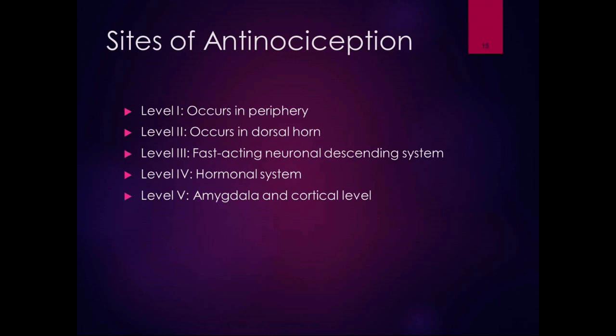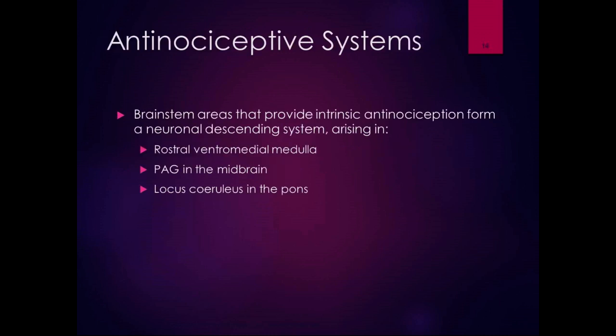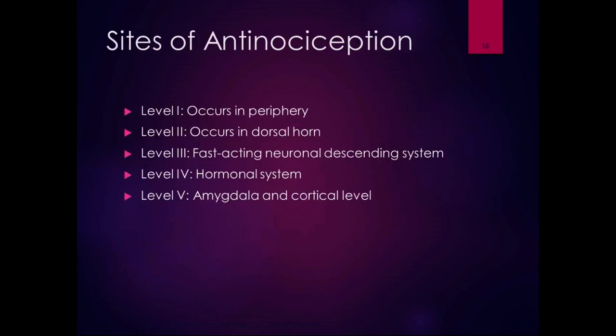Level 2 occurs in the dorsal horn. So that's our gate theory / counter-irritant theory. So we're using counter-irritant to affect transmission of pain in the dorsal horn of the spinal column. Level 3 is the fast-acting neuronal descending system, and that's what we just talked about with the periaqueductal gray area, etc., in the midbrain. And the kind of things that might function there are like the low-rate TENS. Might. It's not been proven, but it's speculated that that's where it's happening.